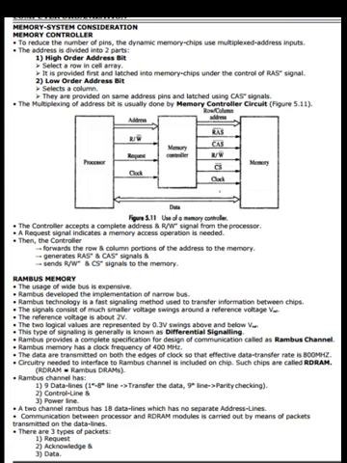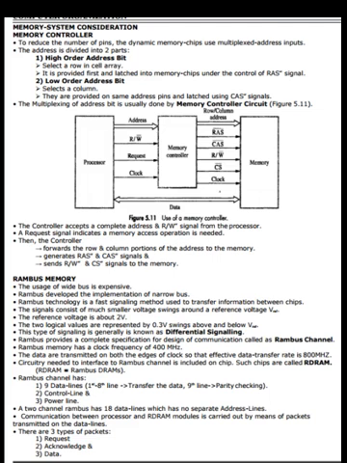Rambus memory. The usage of a wide bus is expensive. Rambus developed the implementation of a narrow bus. Rambus technology is a fast signaling method used to transfer information between chips. The signals consist of much smaller voltage swings around a reference voltage Vref. The reference voltage is about 2V. The two logical values are represented by 0.3 V swings above and below Vref. This type of signaling is generally known as differential signaling.